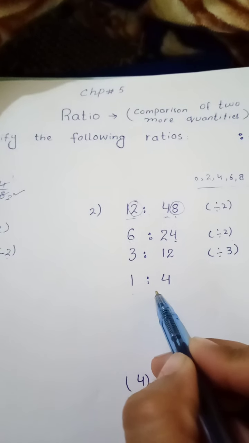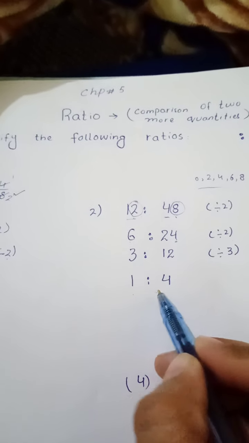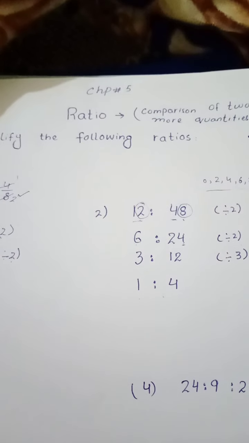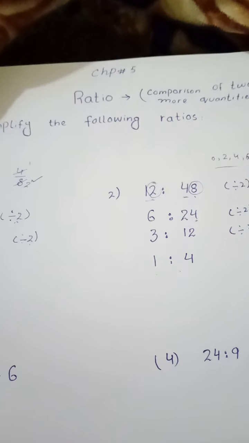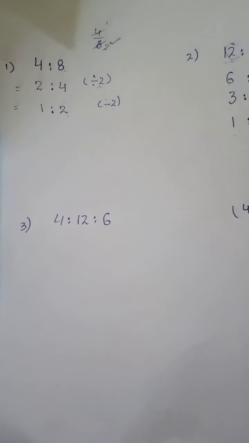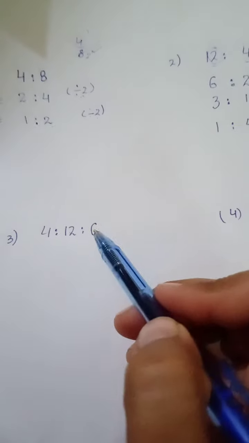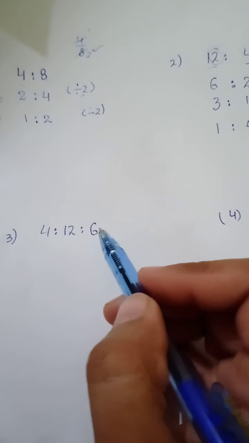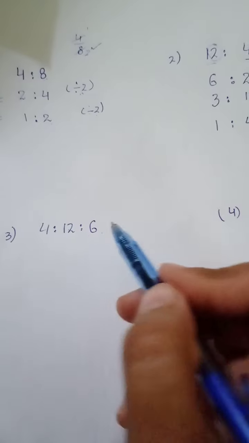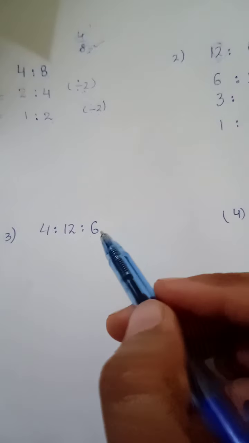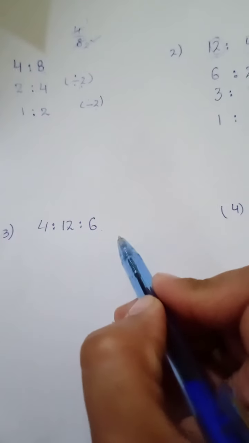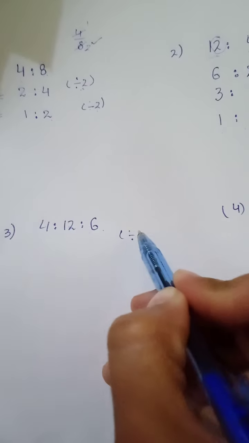You will stop your answer here because further division is not possible on the same table. Okay, next question. You can see you have three numbers now, 4 ratio 12 ratio 6. I have to check on which number these three numbers are divisible. And all these numbers are divisible on 2.